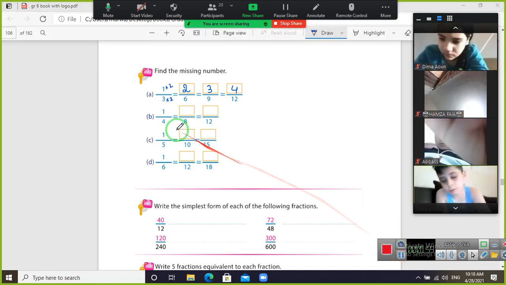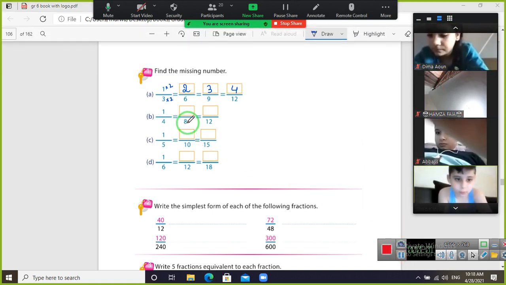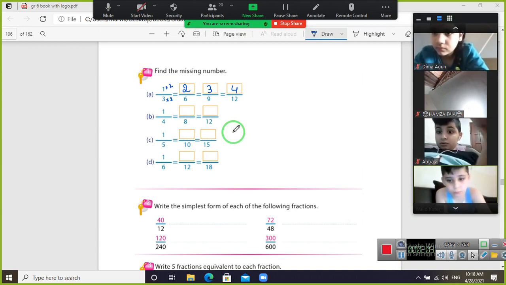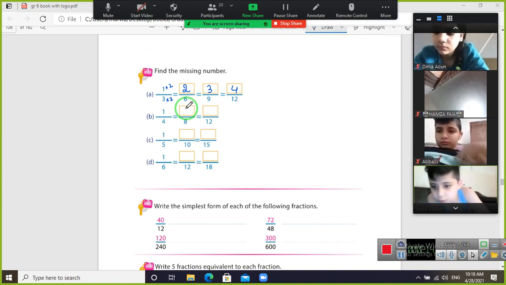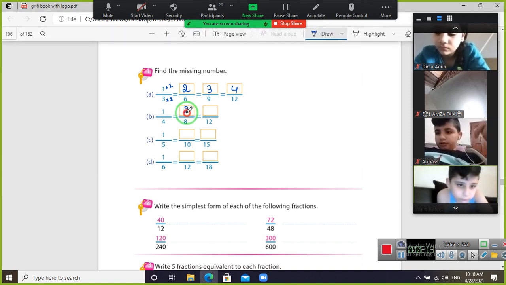The second one, the 4, it becomes 8. So they are multiplying by what? By 2. So multiply 1 by 2. 1 times 2 is 2. Yes. Multiply up and down by the same number.